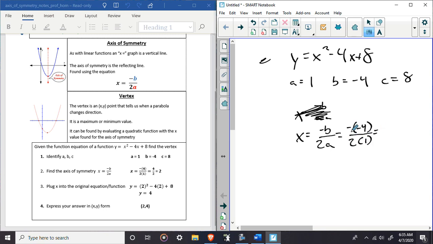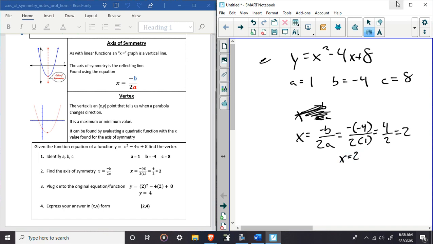Okay? Well, negative 4 just means flip the sign. So negative 4 becomes positive 4. And 2 times 1 is just 2. 4 over 2 is 2. So x equals 2 is your axis of symmetry.